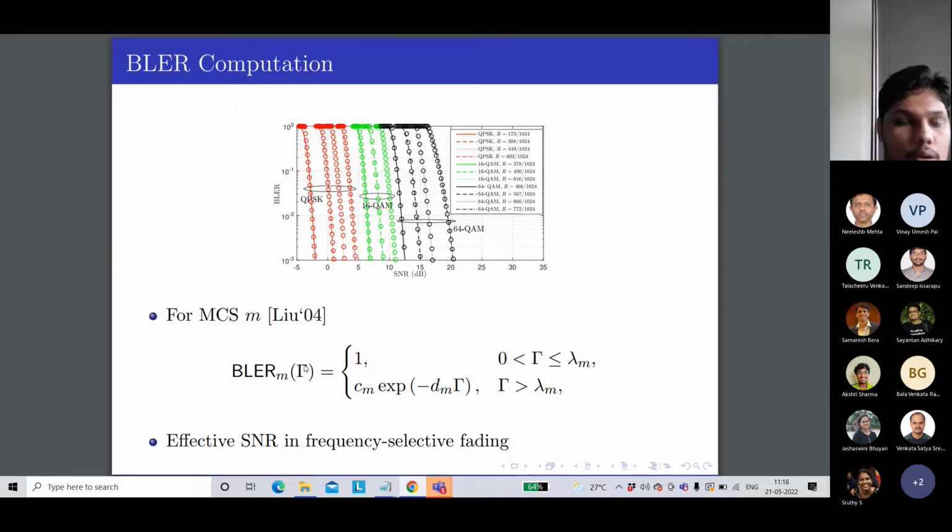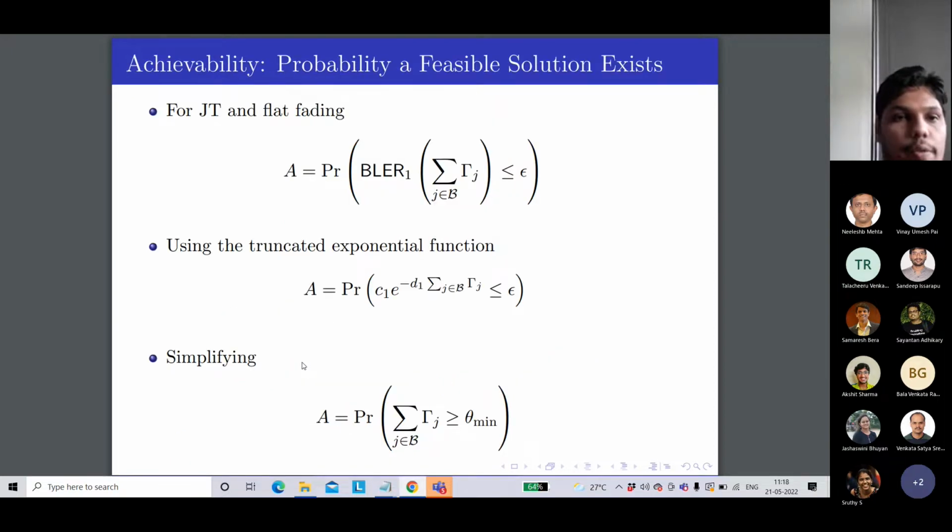We'll derive the probability that a feasible solution exists. We call it achievability, the probability a feasible solution exists. Let's take the case of joint transmission for the flat fading case. It is defined like this: the probability such that the block error rate using the lowest MCS and transmitting from all the base stations, j belongs to B, is less than or equal to epsilon naught.